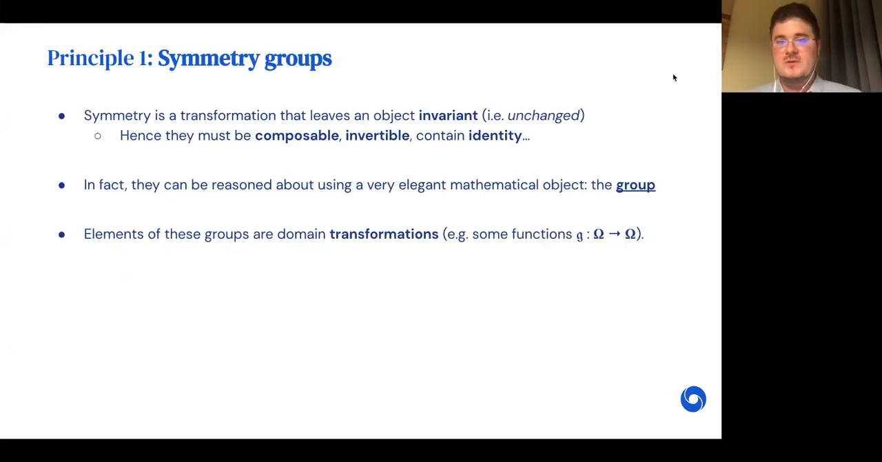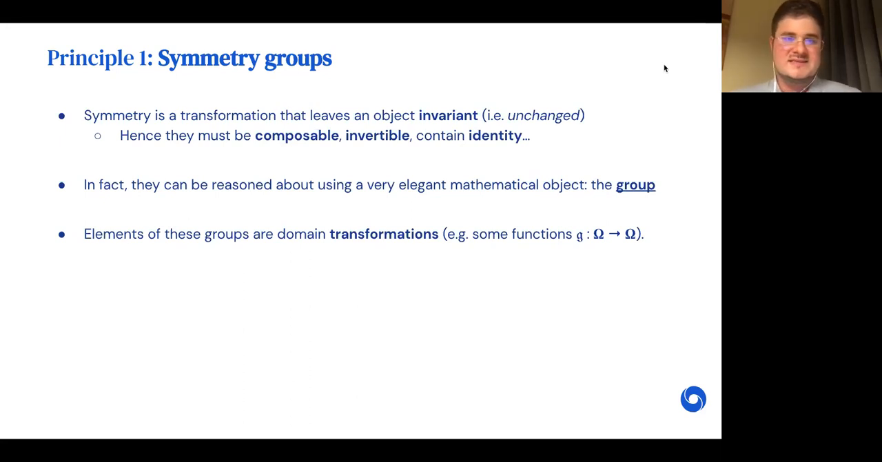Now, the first principle that we're going to use to simplify our class of neural networks used to fit the problem is the concept of symmetry groups. Now, what do I mean by symmetry? Symmetry is any kind of transformation. In the case of images, that would be a shift. In the case of graphs, that would be a permutation that would leave the underlying object invariant, that is, unchanged.